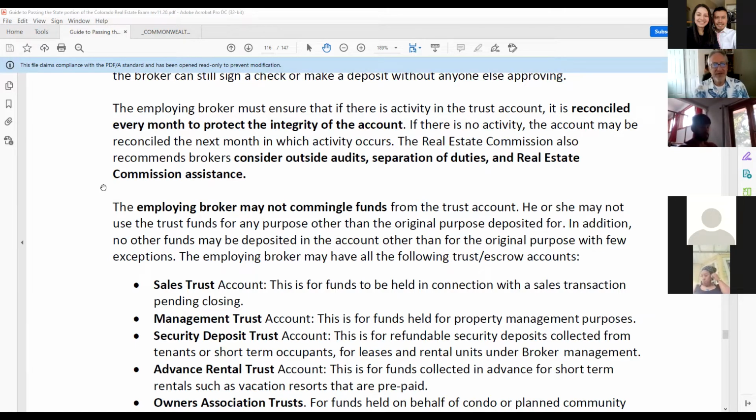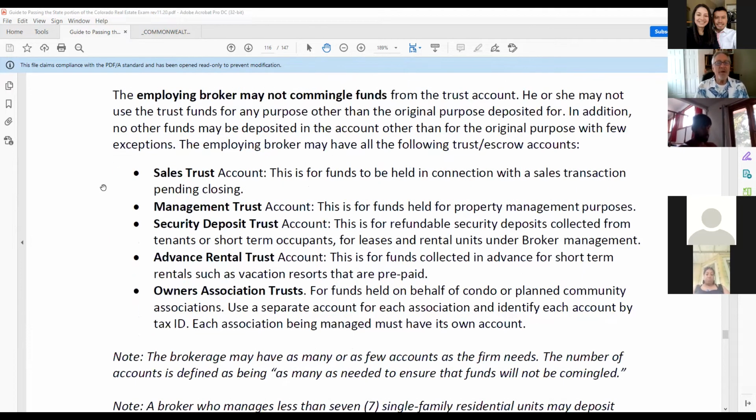So yeah, if you're going into property management, get yourself all set up, have the commission come out and do an audit for you. They're not there to hurt you at that point. They're there to help you. Hey, you might want to do this, whatever. And they'll help you get going, okay? You cannot commingle funds in this trust account. Do not put your personal funds into a trust account.